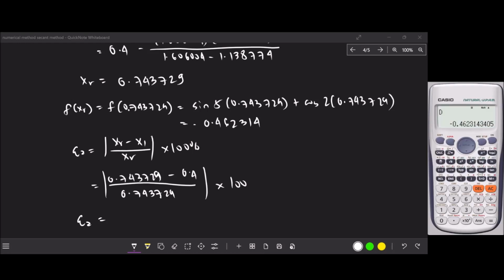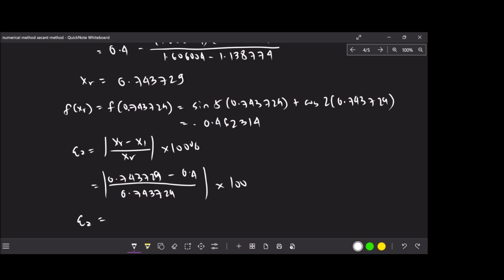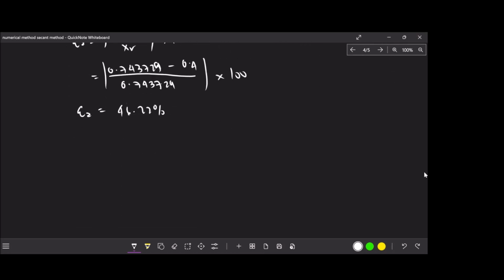So using our calculator, this will be recall C minus 0.4, then recall C. Okay, so times 100 is equal to 46.22%. So still far from our stopping criterion of 0.05%. So we proceed to iteration 2.